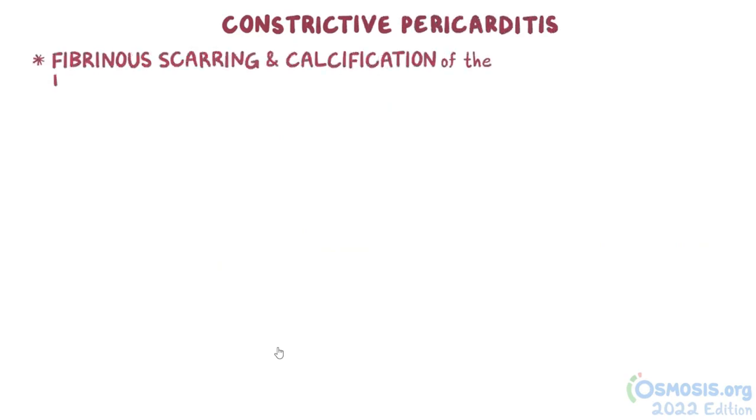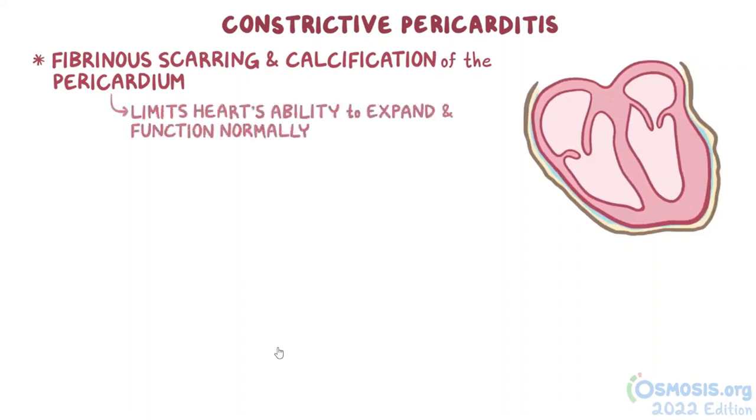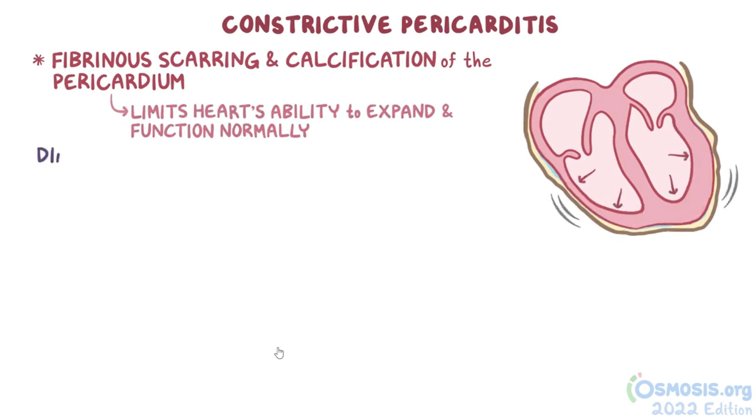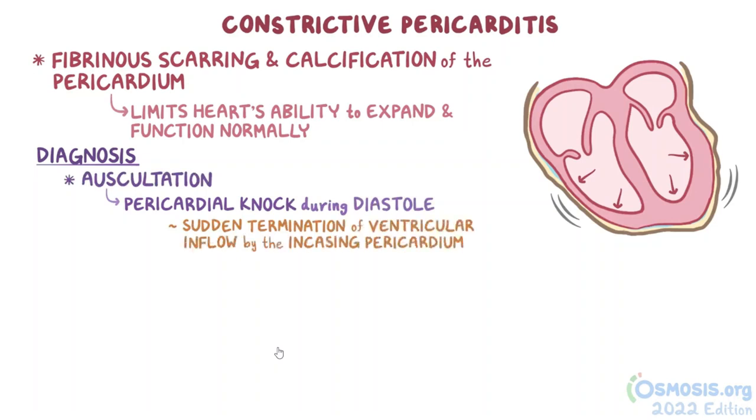Finally, there's constrictive pericarditis, which is a chronic process that results in fibrinous scarring and calcification of the pericardium. The pericardium becomes a rigid box that forms a non-compliant shell around the heart, limiting the heart's ability to expand and function normally. So when blood enters the heart, the walls of the heart relax back into this rigid box, creating the so-called pericardial knock during diastole on auscultation, which is due to the sudden termination of ventricular inflow by the encasing pericardium.